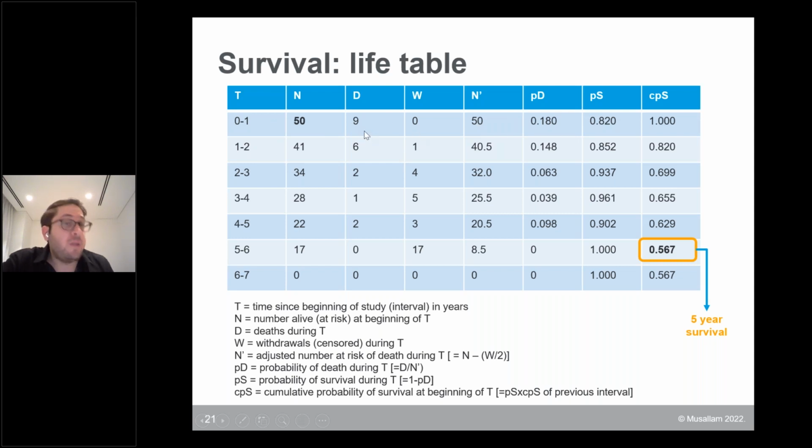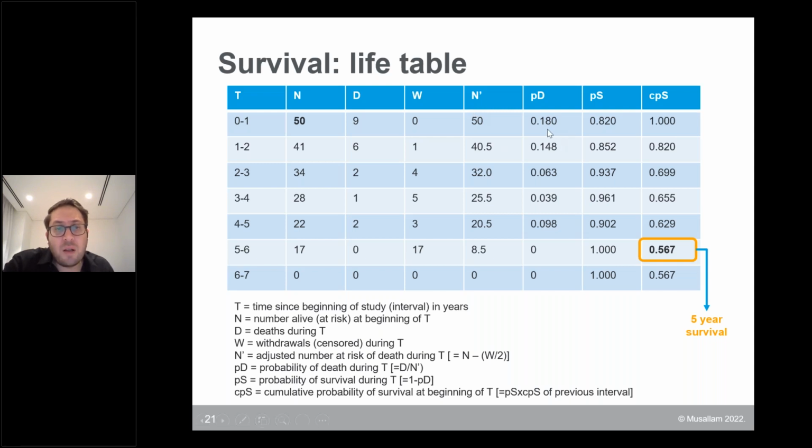9 of them died in this period. 0 of them left the trial. No one withdrew, they all stayed put. Then this N with an apostrophe is what we call the adjusted number of patients at risk. This is usually the N, which is the 50, minus how many withdrew. So we have 50 that are actually at risk in this period of 0 to 1.